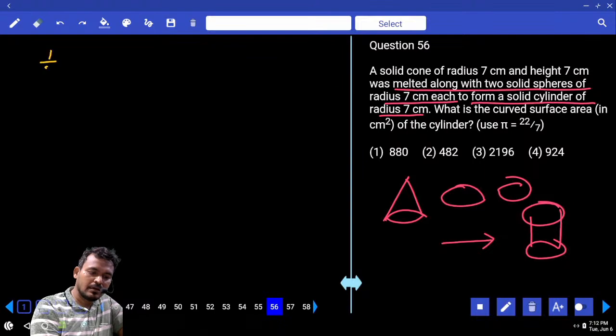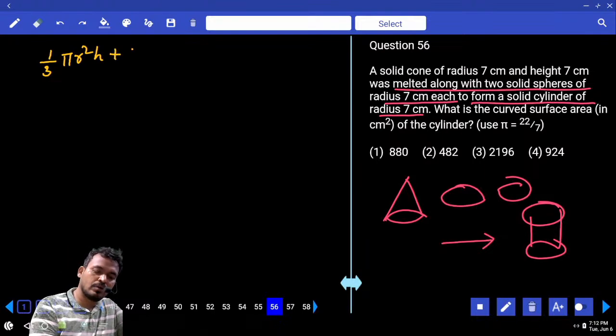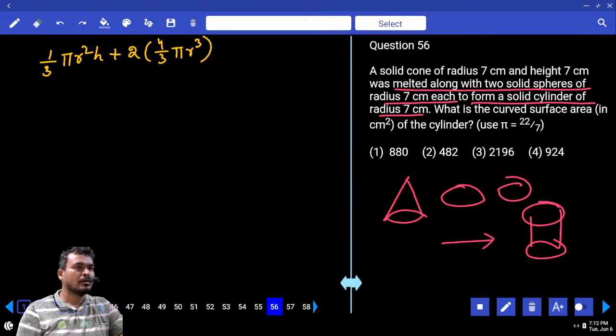1 by 3 pi r square h. Next, what is the sphere volume? 4 by 3 pi r cube. How many spheres? 2, or not? Then we multiply 2 into 4 by 3 pi r cube. These two are added, and we get the total volume.